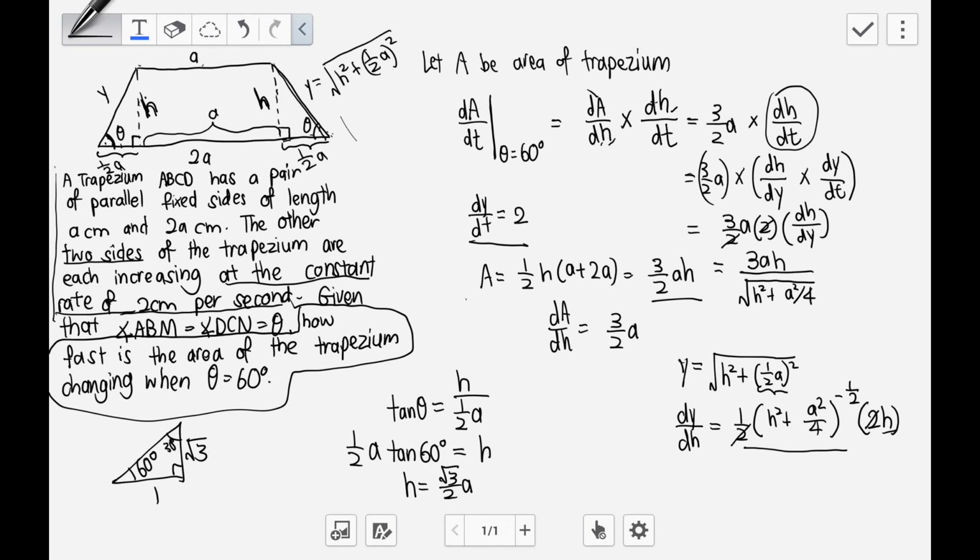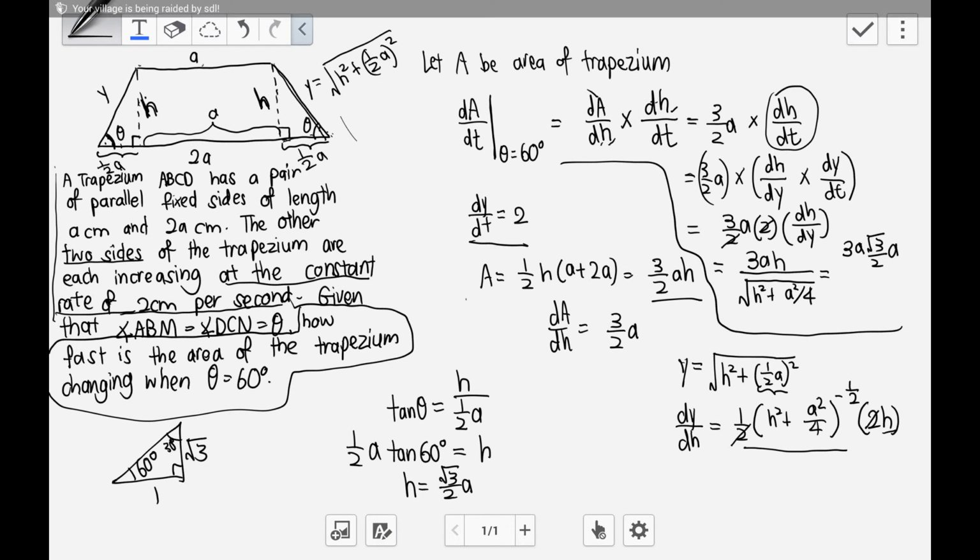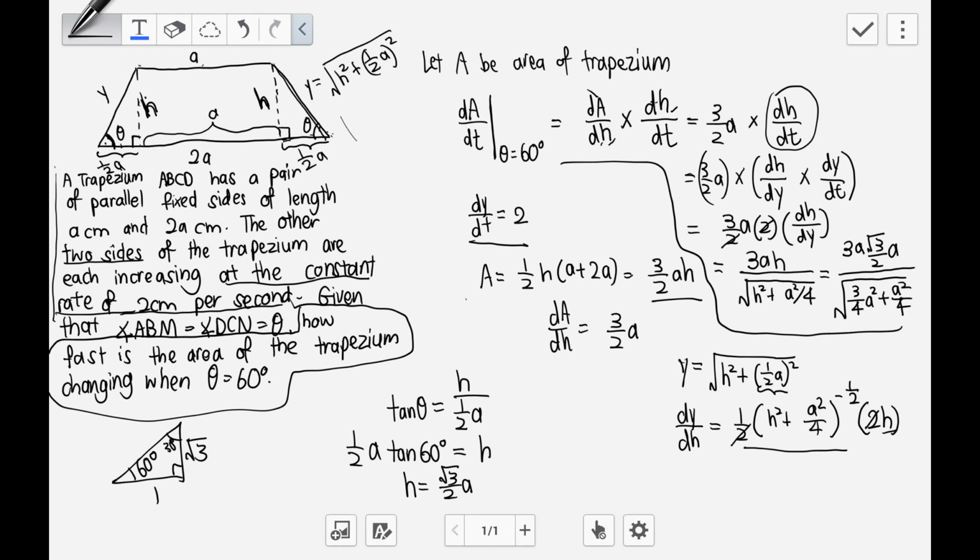So then, let's see this thing. We will simplify this, equals root 3 over 2 a. So we will have 3a times root 3 over 2 times a, over the square root. Root 3 over 2 a, the whole thing squared, the square of this will become 3 over 4 a square plus a square over 4. Isn't it? So then this one will be a square also. Okay, so let's see what it simplifies to.